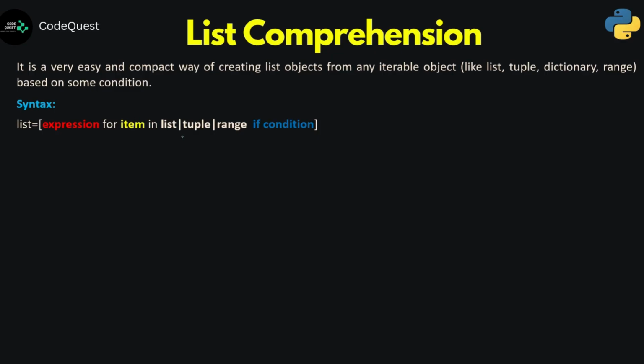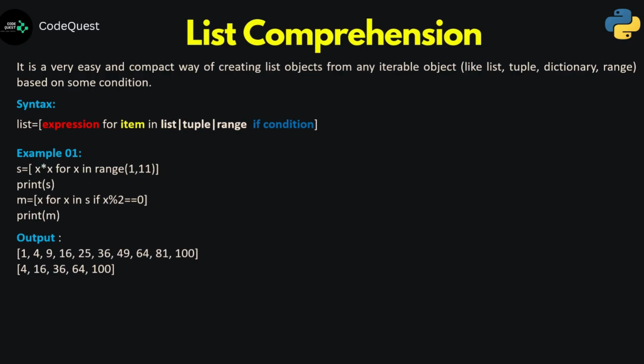Each item in this particular range or list, whatever we have specified here, on that this condition will be applied if at all it is given, and then this expression will be evaluated on those items. And whatever this results in will be added to the list one after another. Now, let's understand this with an example.